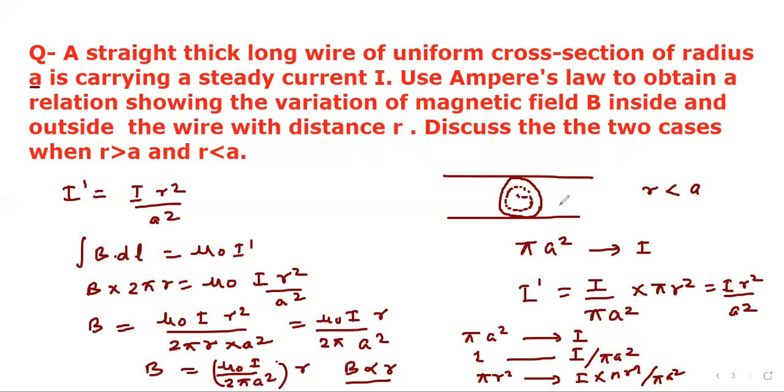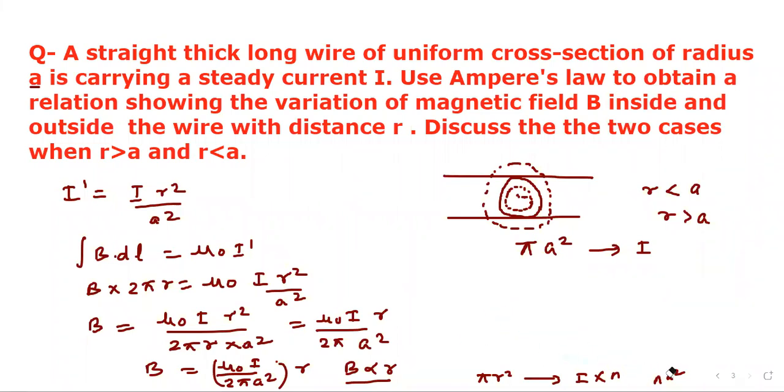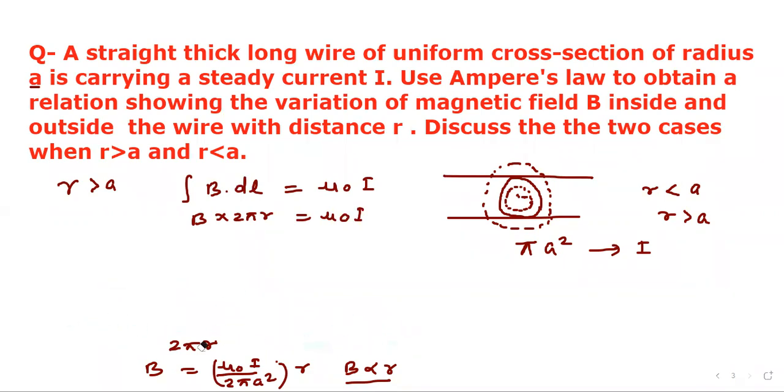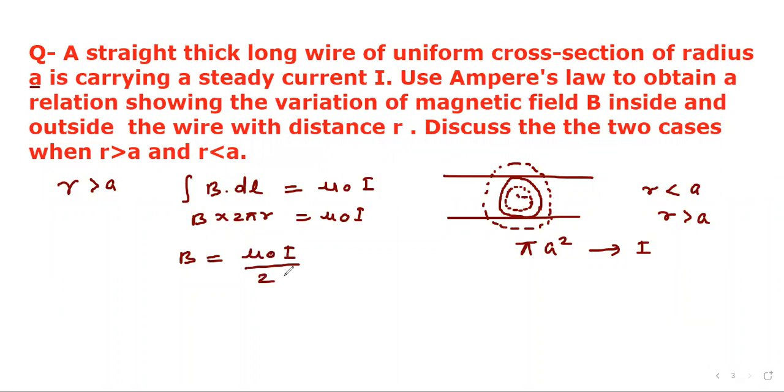Now let's consider one loop outside. Suppose the loop is like this. This time we are considering the case when r is greater than a. Clearly, the current enclosed will remain the same. So we can say that for r greater than a, integration B dot dl equals mu naught I, because I is not going to change. So B times 2 pi r equals mu naught I, or B equals mu naught I divided by 2 pi r. So we can say that B is inversely proportional to r.